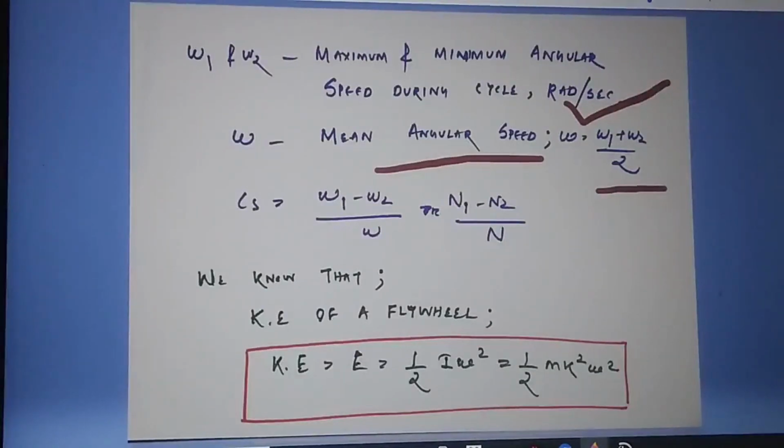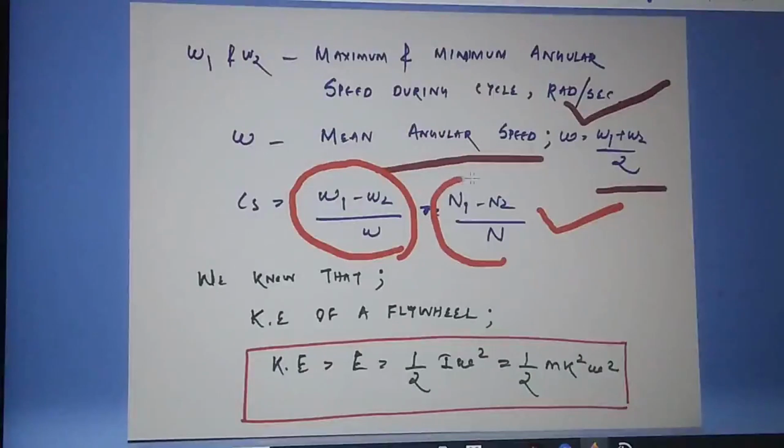Cs is nothing but omega 1 minus omega 2 divided by omega, that is n1 minus n2 divided by n. So Cs can be written as omega 1 minus omega 2 divided by omega, or n1 minus n2 divided by n. Any of the two can be used.